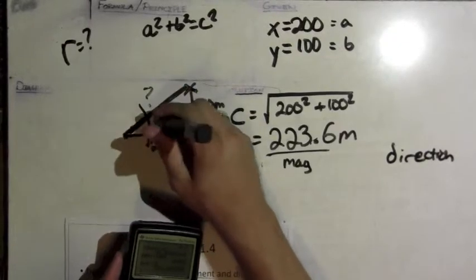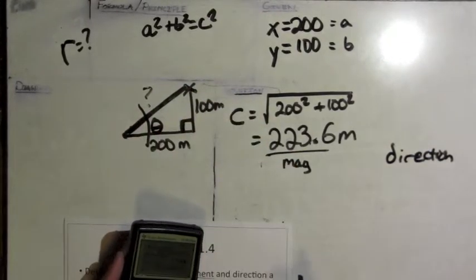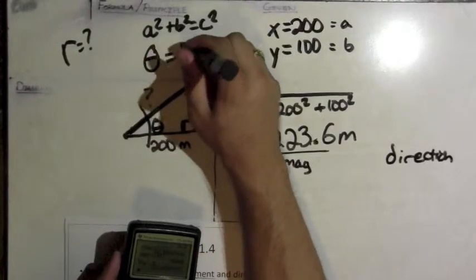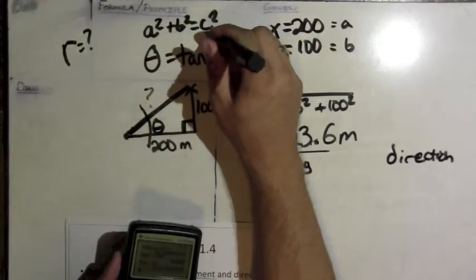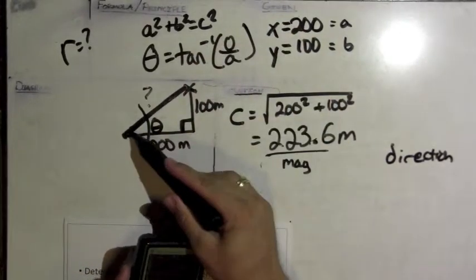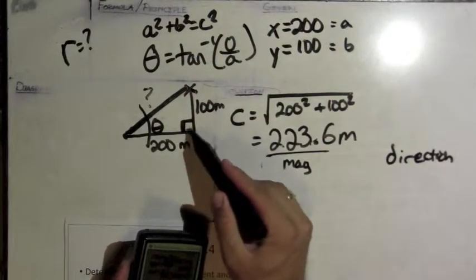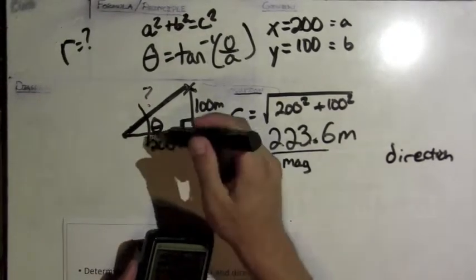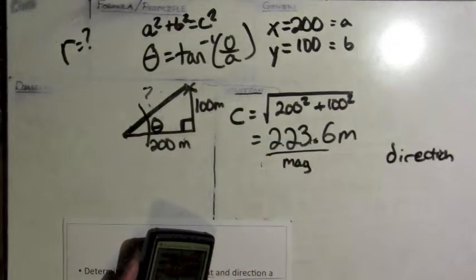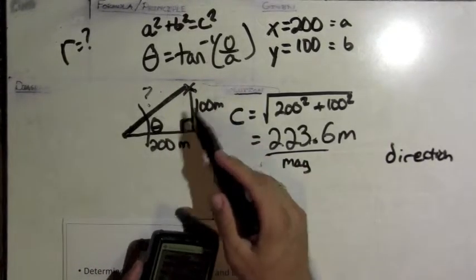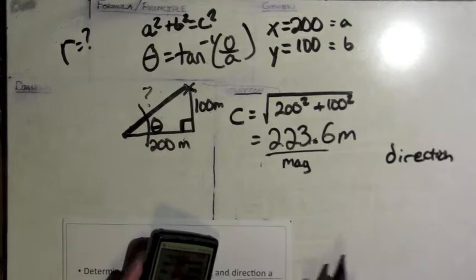So the direction would be the angle. Now the formula that we gave you earlier was theta is equal to the inverse tangent of the opposite over the adjacent. And where that comes into play is the fact that you are given the opposite side and you are given the adjacent side, which allows you to solve for the angle. If you're given this and this, you would obviously use a different trig function. But this is the one that we primarily use because if we have these two, that's normally what we have.